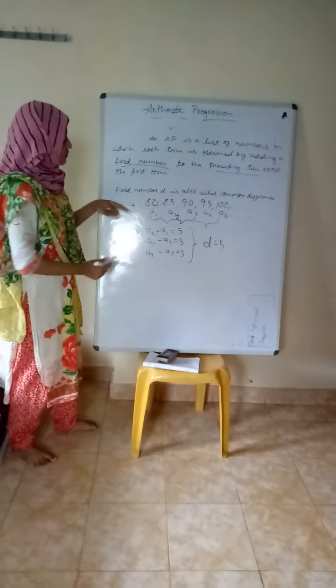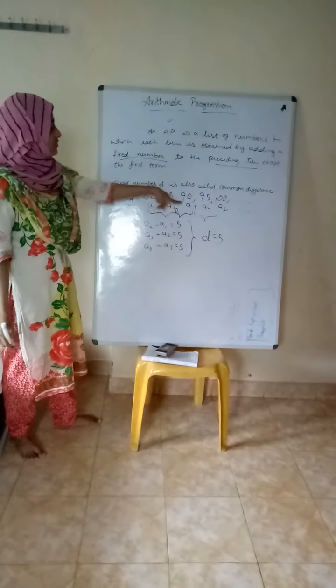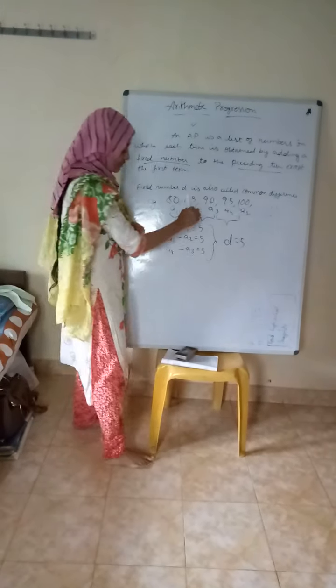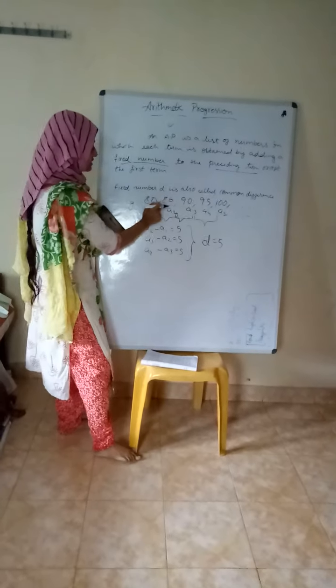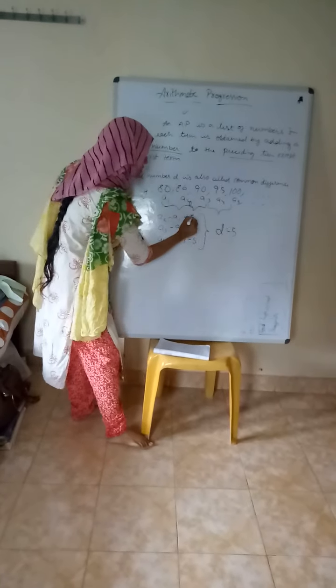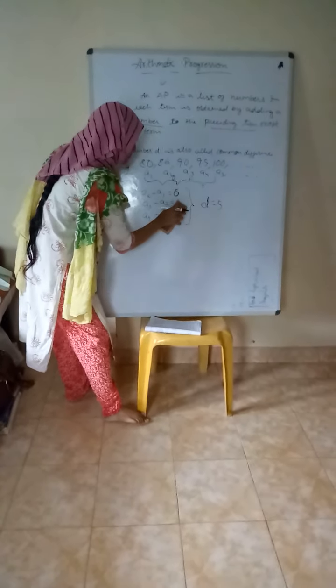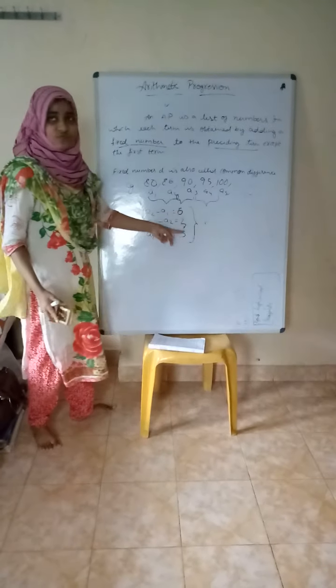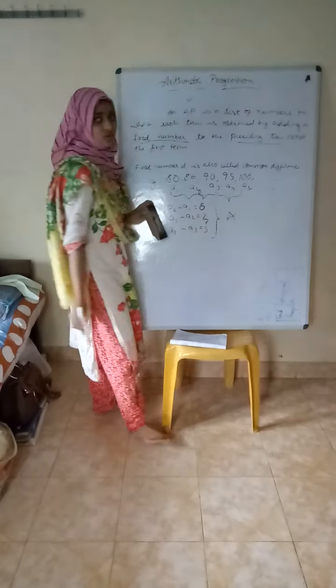It goes on like this. If D is the same, then only we can say that the given set of series is in arithmetic progression. Suppose instead of 85, you have 86. What will be the difference now? 86 minus 80 becomes 6. Then 90 minus 86 becomes 4. Then 95 minus 90 is 5. See the differences. Now the differences are not the same: 6, 4, 5. If the differences are different, then we say that it is not an AP.